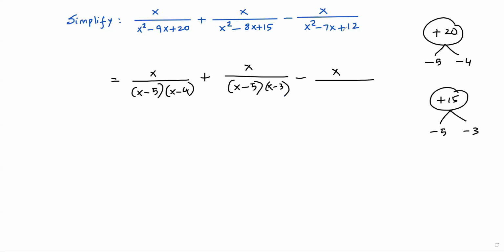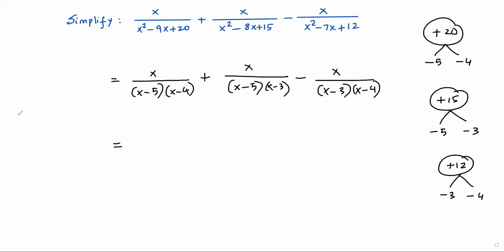In the same way, I can factor the quadratic expression in the denominator of the third fraction. I take positive 12, and I can factor it as negative 3 and negative 4. The product of these two factors is positive 12, and when I add them, they add up to the middle term, negative 7. So the two factors are (x − 3) and (x − 4). Now I have factored all the denominators.